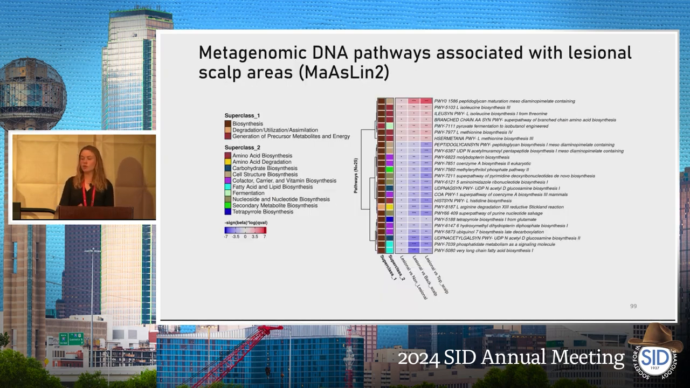Then, for the functional profiling, we used HUMAnN, and we looked at the differential abundant pathways using MaAsLin 2. And we found some significant altered pathways that involve key substances, including amino acids, carbohydrates, vitamins, lipids, fatty acids, and many more. And these functional alterations may disrupt skin homeostasis and activate immune cells. And some of these pathways that were enriched in lesional scalp areas are also known to be upregulated in response to oxidative stress, which is a known hallmark of psoriasis.